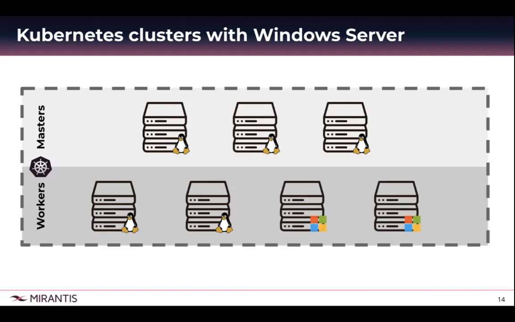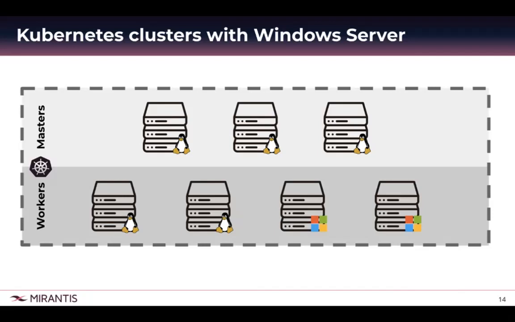One of the questions we get all the time is, hey, we're a Windows shop. We don't really like running Linux VMs if we don't have to. Can we do a pure 100% Windows Server cluster and still run Kubernetes? The short answer right now is no. We do require that master nodes are running the Linux operating system, and then we can add one or more Windows Server worker nodes. So right now we do need a mix of Linux and Windows in the environment.